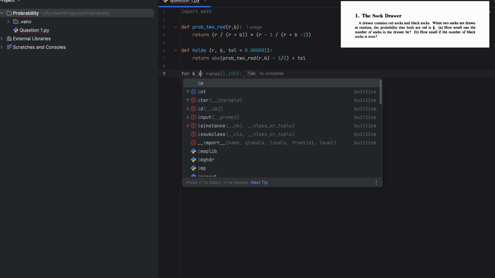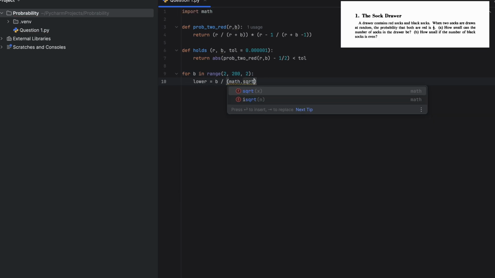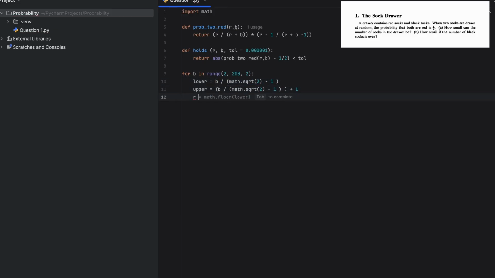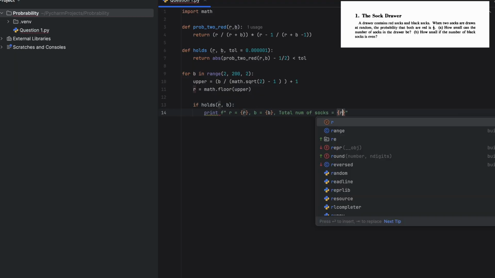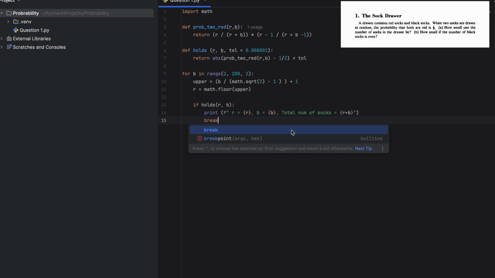Then we're going to loop through the even b values. Let's just say it stops at 200. We're going to put our lower bound and then our upper bound. I guess we didn't really need the lower bound because we can just initialize r to be the floor of our upper bound. R is going to be the floor of our upper bound, and then we just check if it holds for r and b. We should print. And we want it to break so it doesn't go through the whole loop once it finds it.